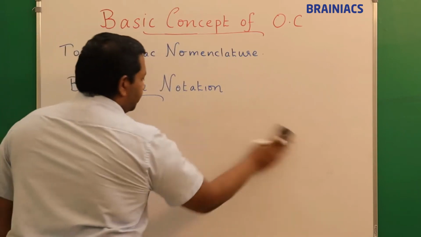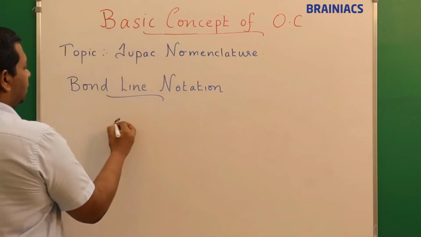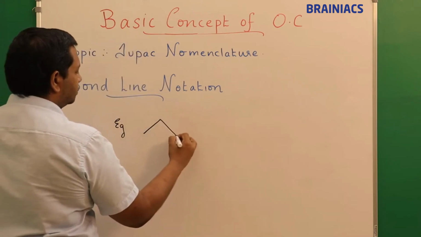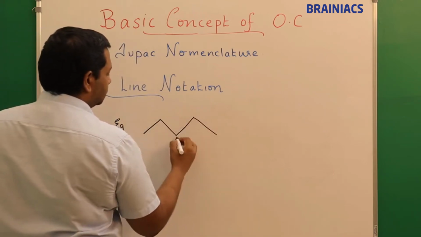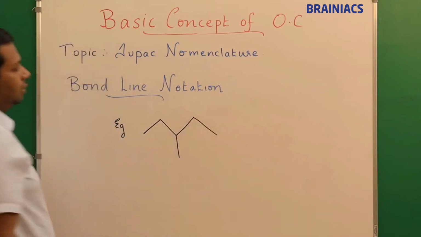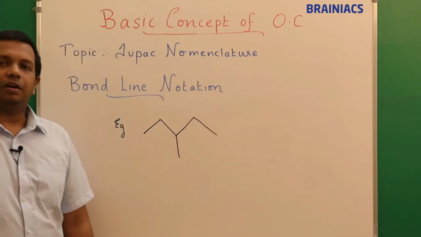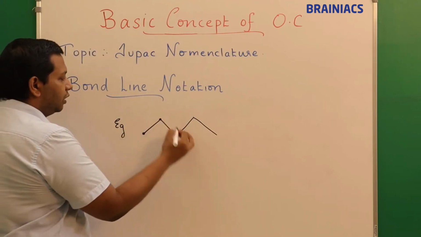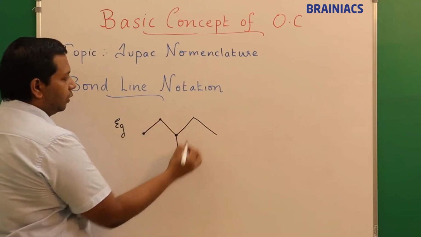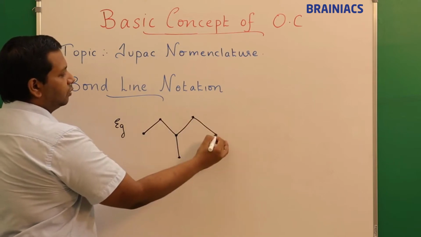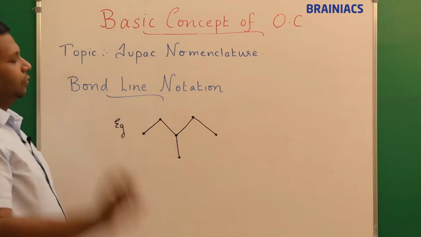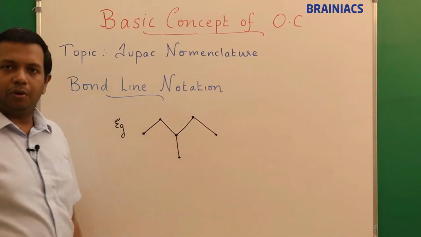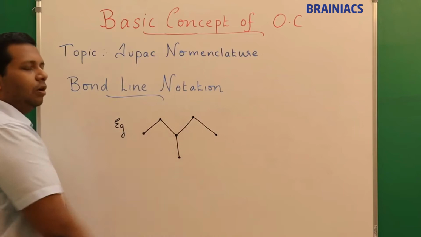Now starting with a simple example. Can you name this compound? What is the name of this organic compound? Very simple. Again, as I told, put joints here, here, here, here also, here also, here also. First of all, look for the functional group. Is there any functional group present here? No. Is there any multiple bond present here? No.